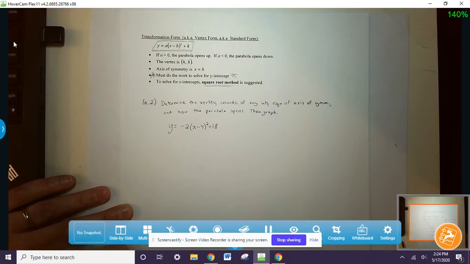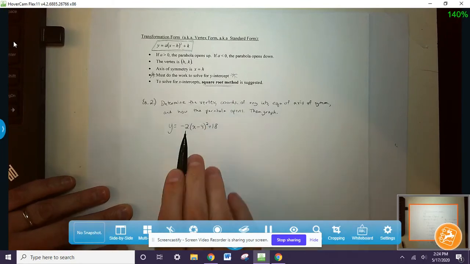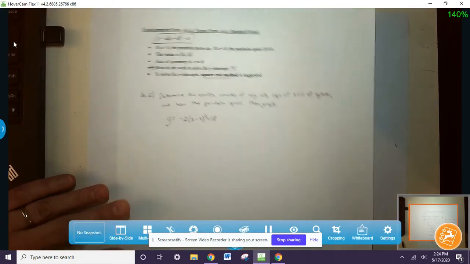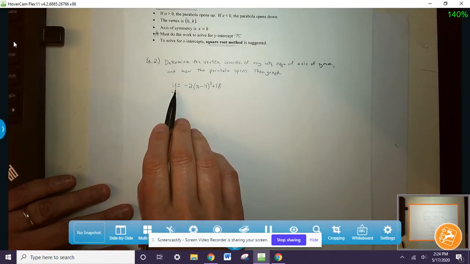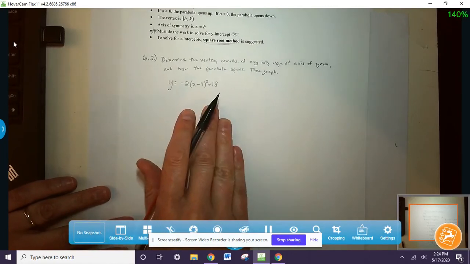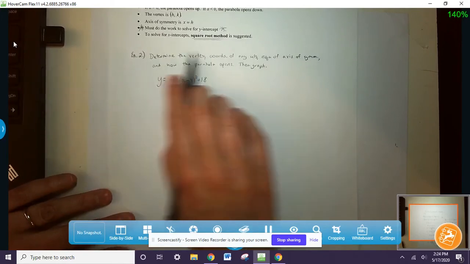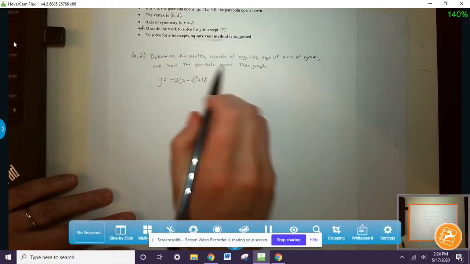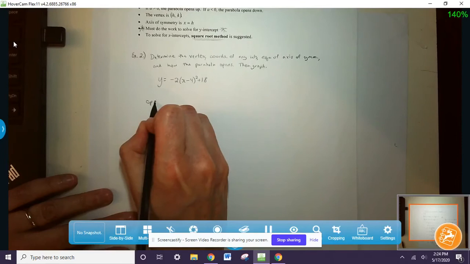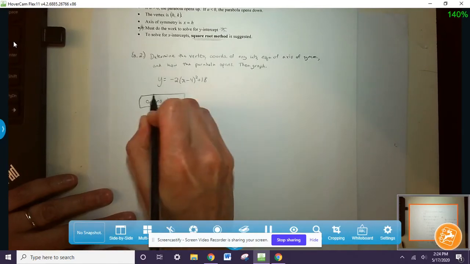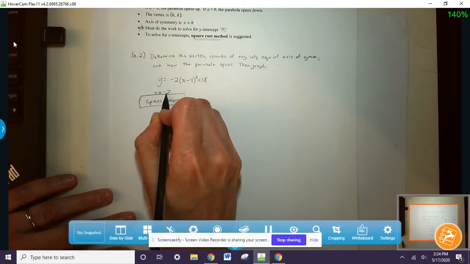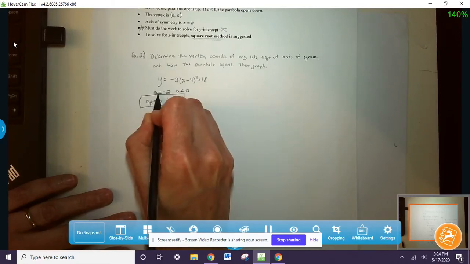So same instructions as the last one. And here's an example for us to try. And I chose to write y equals this time. I totally could have put f of x or g of x. So taking a look, again, we can do this in any order we want. I'm going to do how the parabola opens first. This parabola opens down. The a value here is -2. And since a is negative, the parabola opens down.